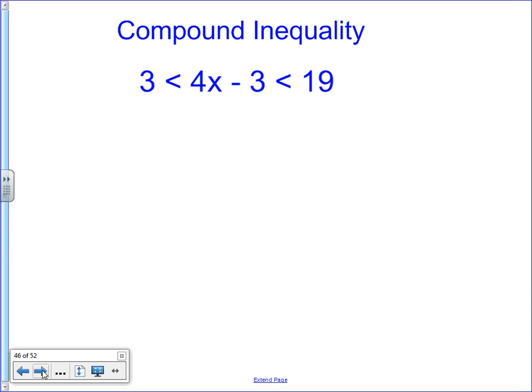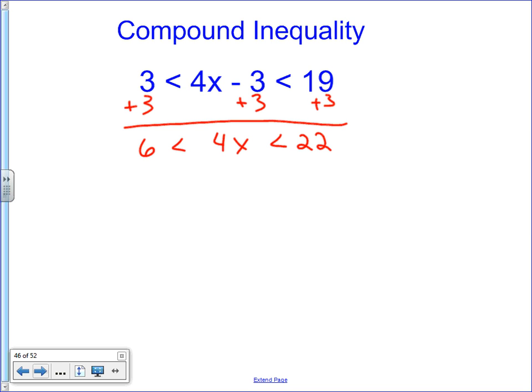X is in the middle. To solve for x, the first thing I need to do is add 3. Now, I'm going to treat you like it's algebra 1 or 2 maybe. Add 3, add 3, add 3. Here, that's the whole idea. You have to do whatever it is to all three parts. So this turns out to be 6 is less than 4x is less than 22.